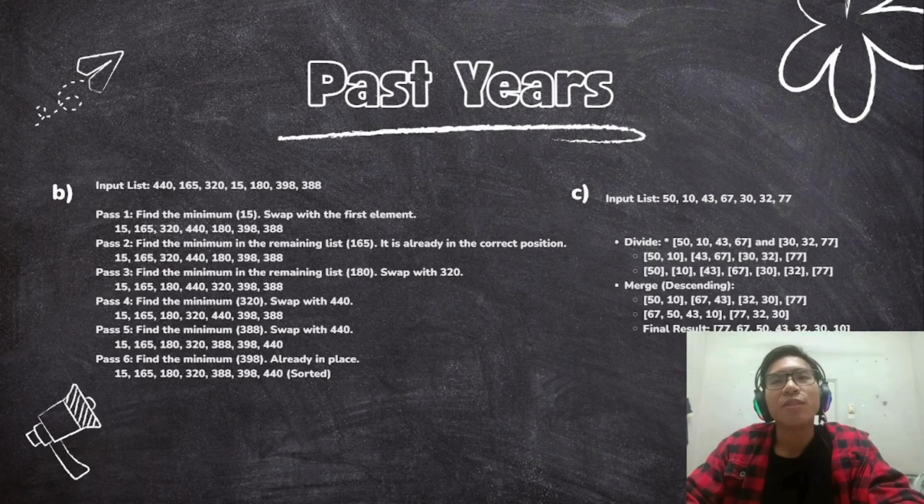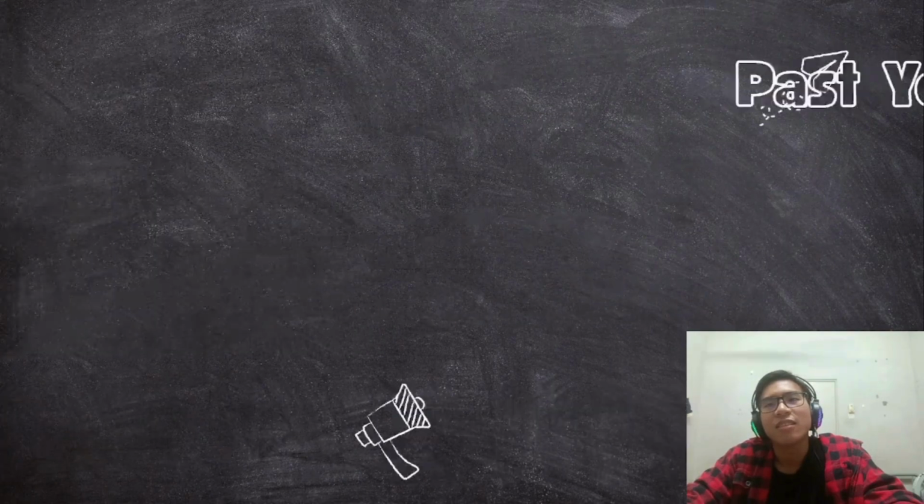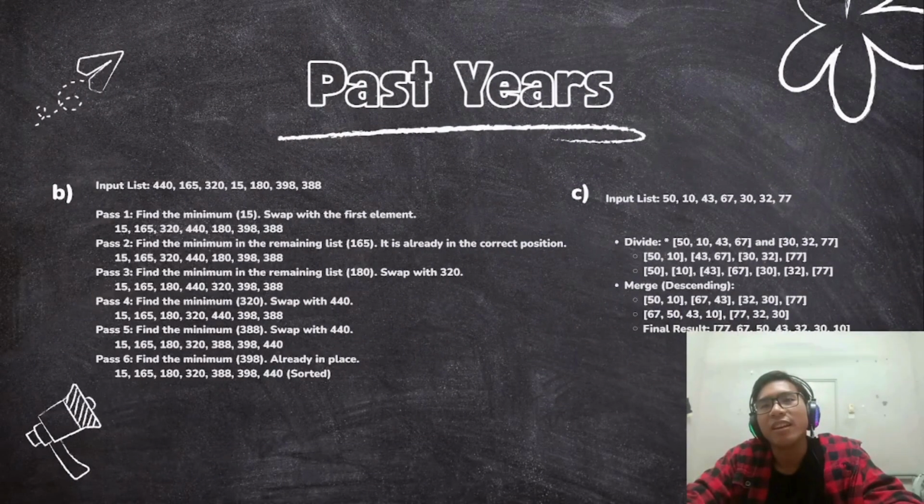Now, for question C, sort the following using merge sort in descending order. And I've done that on the side there. First, you would divide the numbers into halves, and then from there, you can just merge and do the descending steps.